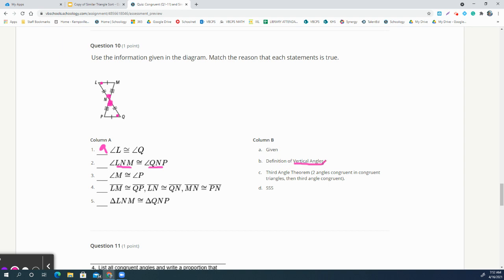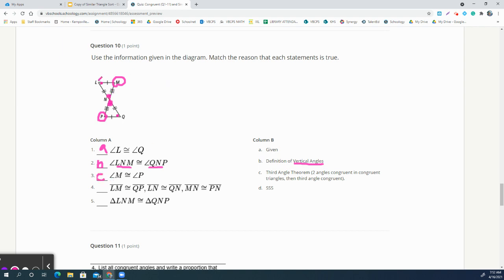They are vertical. And right here it says vertical angles, right? So I can mark those angles because they are vertical. So now I have angle M and angle P. So now I'm talking about angle M and angle P. They're not marked. I don't know that anything is parallel. So why do I know that those angles are congruent for my choices over there? It's not given to me because it's not marked. They're not vertical angles. They're not sides. So it must be the third angle theorem.